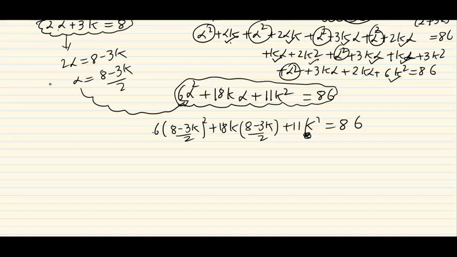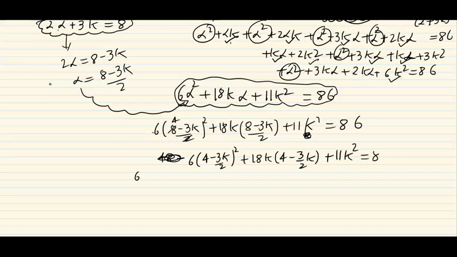So it should be 6 times 8 is 48, and because it is a square, let's expand it first, right? So it should be 6, and you can simplify, it should be (4 minus 3 by 2 k) square, plus 18k, and here you can write down (4 minus 3 by 2 k) plus 11k square equal to 86, right guys? Right? Yeah. Okay.